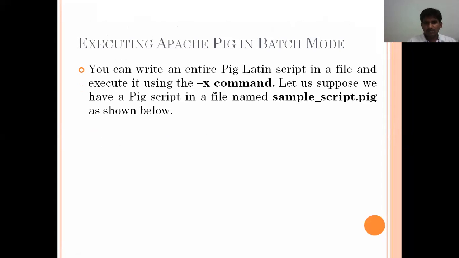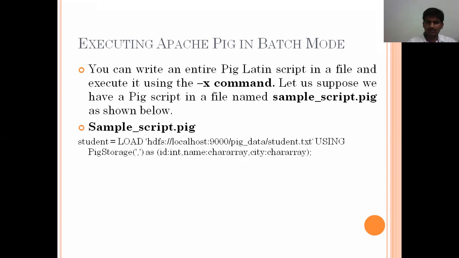In batch mode, how are we going to run it? I already told you the first one, where we directly run a statement. In the second one, batch mode, we use a file extension. See the file name here: sample_script.pig. We can write the entire Pig Latin script in a file and execute it using the -x option. Let us suppose we have a Pig script like this simple one.